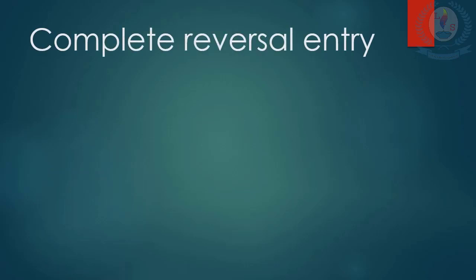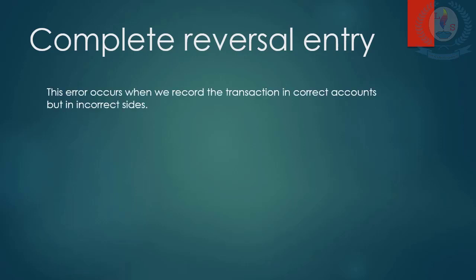Complete reversal entry. Now we'll see this. This error occurs when we record the transaction in the correct accounts but on the incorrect sides. Now you all know, when we use the double entry system, when we debit one account, we have to definitely credit another account. But that also we have to do using our accounting principles. But if you have credited where you have to debit, or if you have debited where you have to credit, there's a mistake and there's an error.